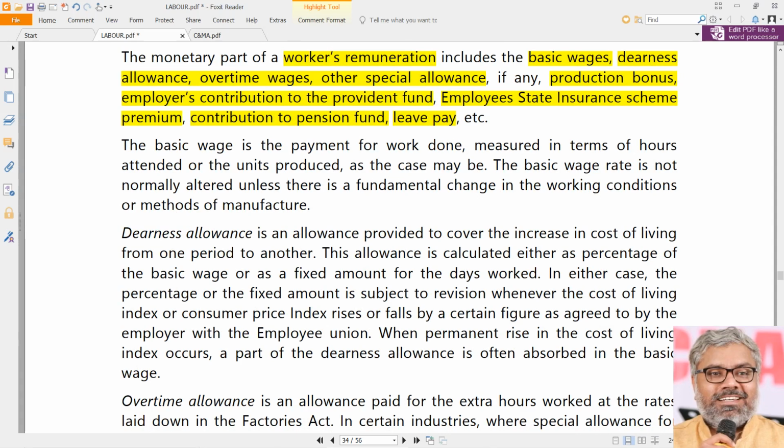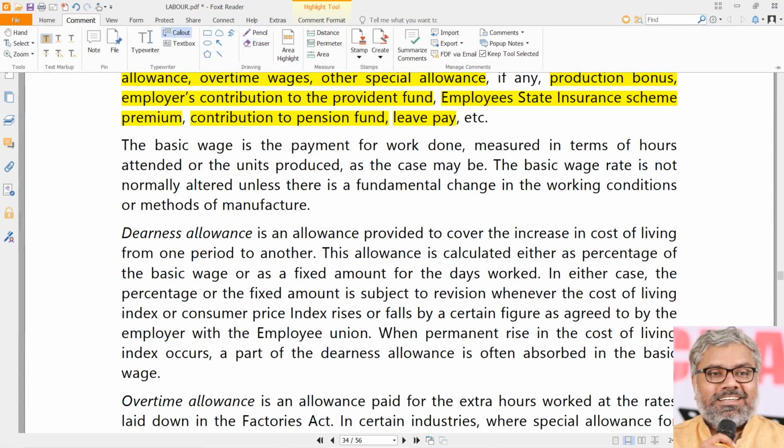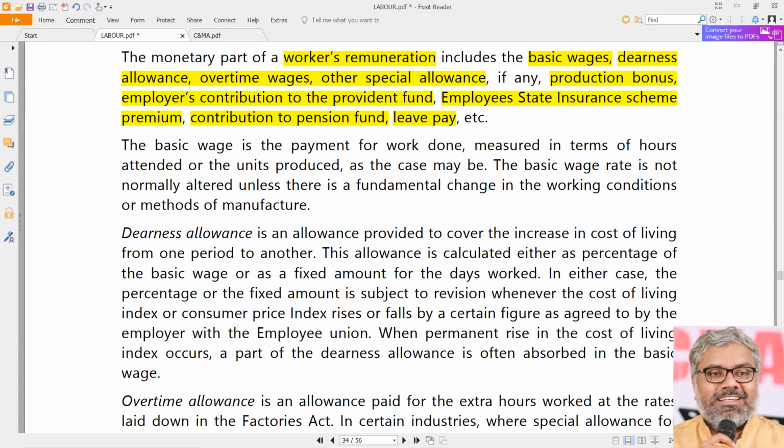But at the end of the day, from a costing point of view, definitely that is going to be a cost to the company. So in practice, a lot of times when you go to interviews or somewhere in future, these two words will be used. We should know them at least by their names. One is the cost to the company, one is take home pay. Cost to the company is different, take home pay is different.